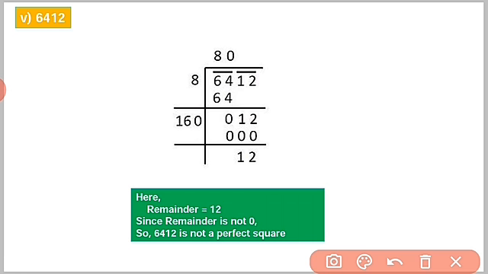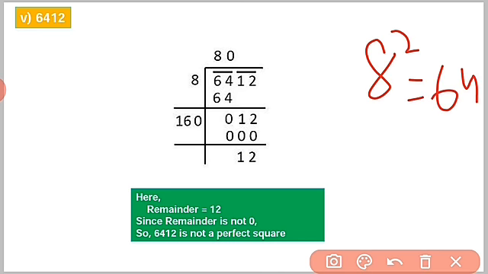So we have to find a square number which is less than or equal to 64, and we know that the square of 8 is 64. So the new divisor is 8 and the quotient will be 8. 8 multiplied by 8 is 64. When we subtract, we get the remainder 0. Then bring this 12 down as it is. Now double the divisor, we get 16, and leave a space.